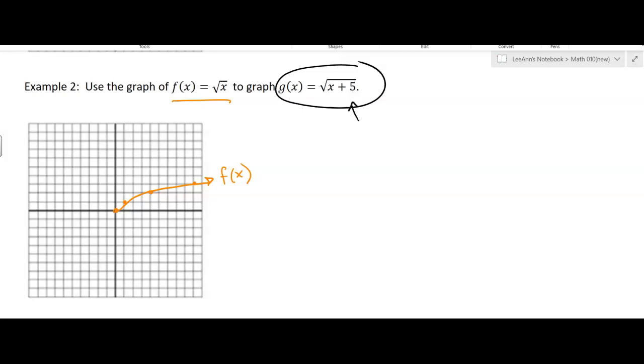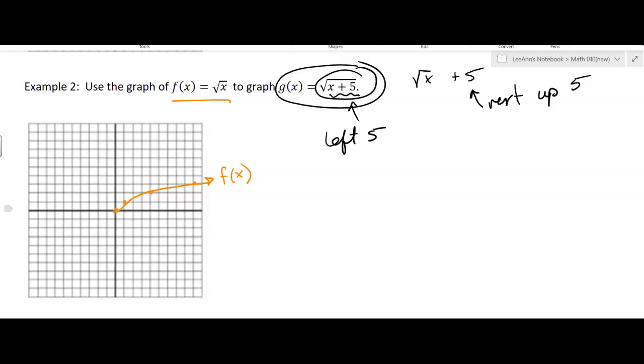Now notice it is not the square root of x, plus 5, like this. That would be a vertical shift. It would shift up 5 units. That'd be different. But you're actually adding the 5 and then you're taking the square root of it. That's the difference right there. So this is going to shift to the left 5. So I just pick up all my points and I move them to the left 5.